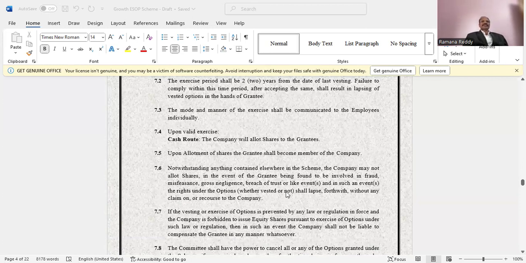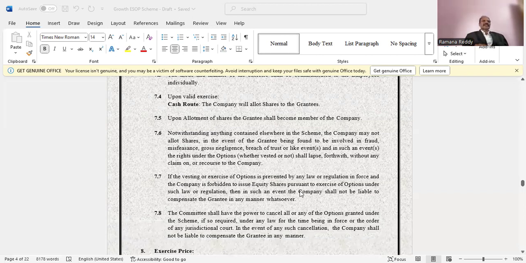Notwithstanding anything contained elsewhere in the scheme, the company may not allot shares in the event of the grantee being found to be involved in fraud, misfeasance, gross negligence, breach of trust, or like events. In such events, the rights under the options, whether vested or not vested, shall lapse forthwith and without any claim or reports to the company. So if any misfeasance, gross negligence or breach is there, these options will be lapsed.